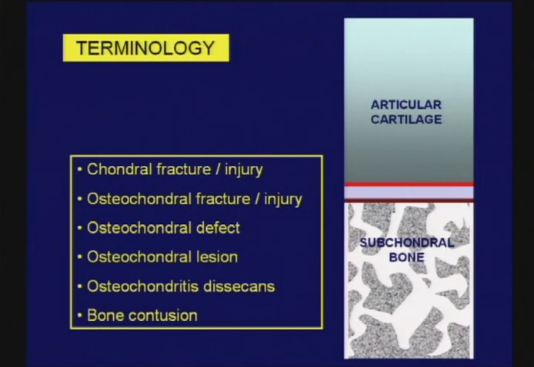Okay, we've reached the halfway point, and now we come to terminology. It is very difficult to come up with a uniform terminology for all these traumatic lesions. So here are some of the terms that you might consider: chondral fracture, chondral injury, osteochondral fracture, osteochondral injury, osteochondral defect. My favorite, osteochondral lesion. More about that in a minute. Osteochondritis dissecans and bone contusion.